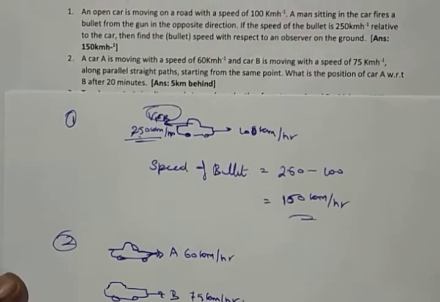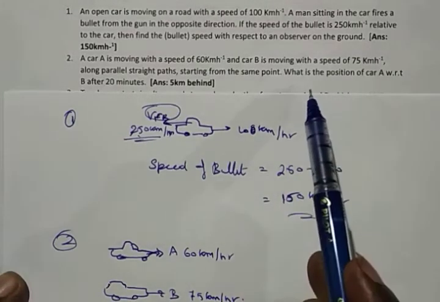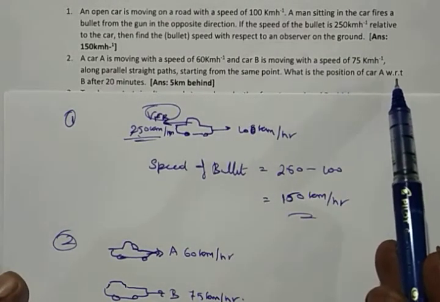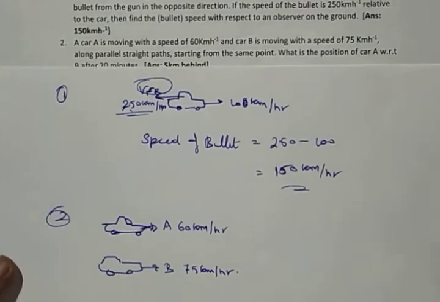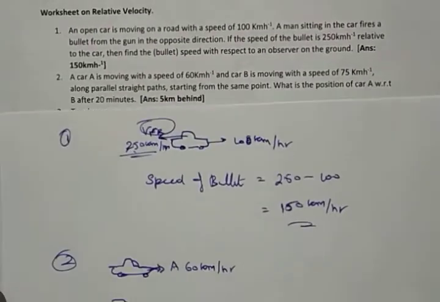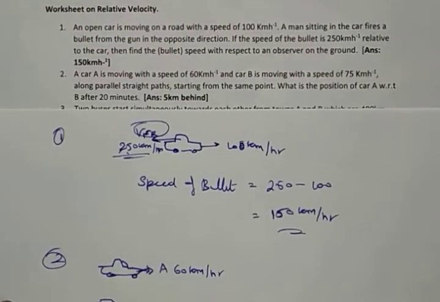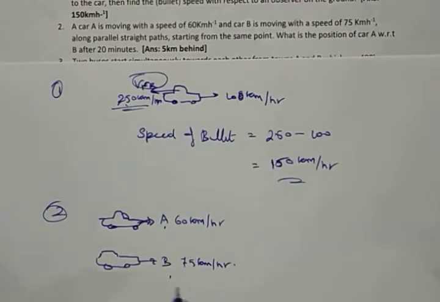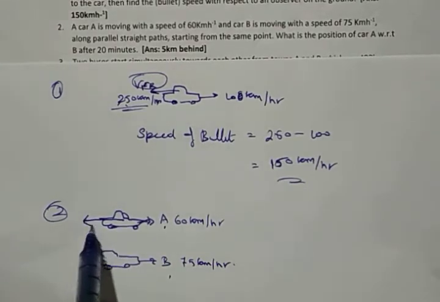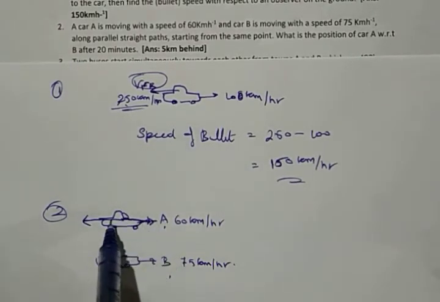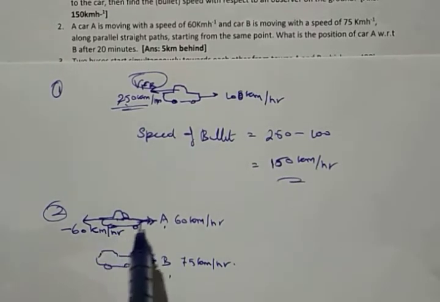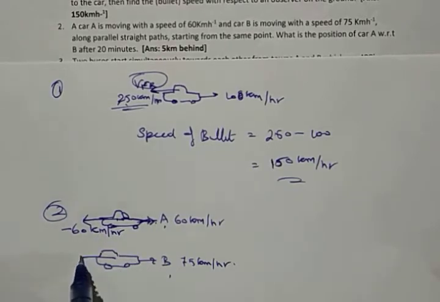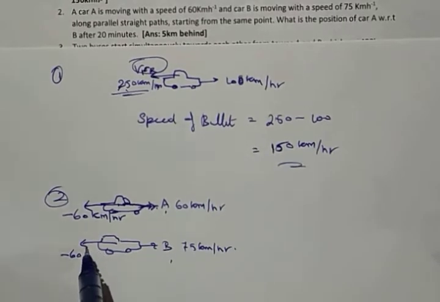Now we'll see what the next part is. What is the position of car A with respect to B after 20 minutes? Twenty minutes later, what will happen to this car? What is the position of car A with respect to car B? So where car A will be and where car B will be is asked. First of all, you need to put car A at rest by imposing an equal and opposite velocity here. And if you put it here, you also need to put the equal and opposite, minus 60 kilometers per hour, on B.